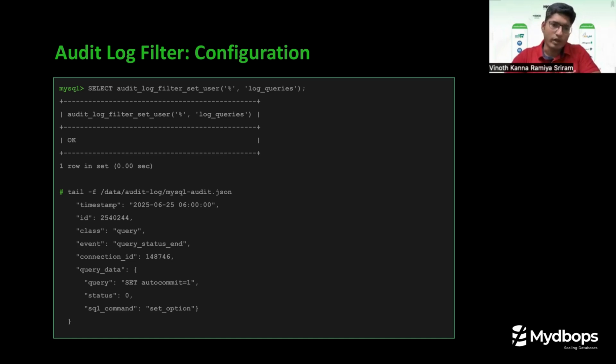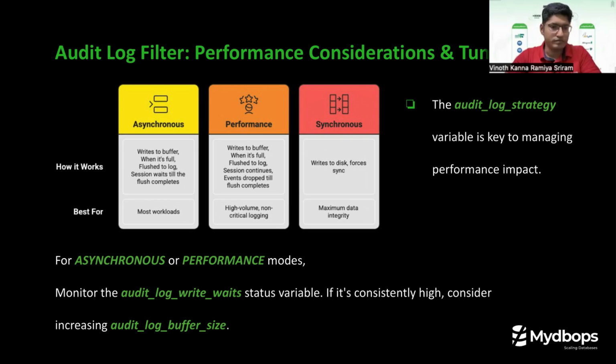In the next step, we are going to assign this log_queries filter to percentage. When you say percentage, it applies as the wildcard character. It applies to all user accounts. So with this combination, what we are saying is that irrespective of the users, if there are reads, writes, DCL, and DDL occurring on the database, it should be logged. Once it is done, we will be able to see our data getting populated in the log file in a JSON format.